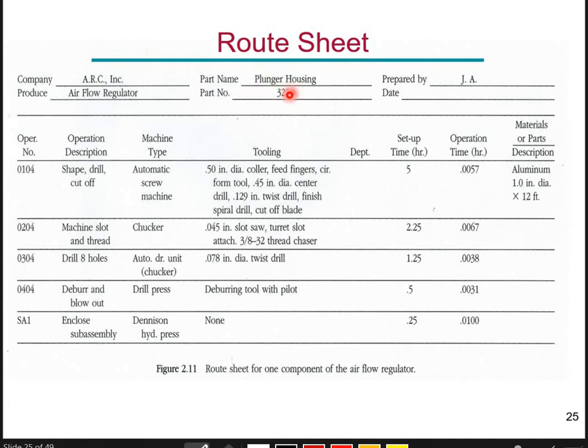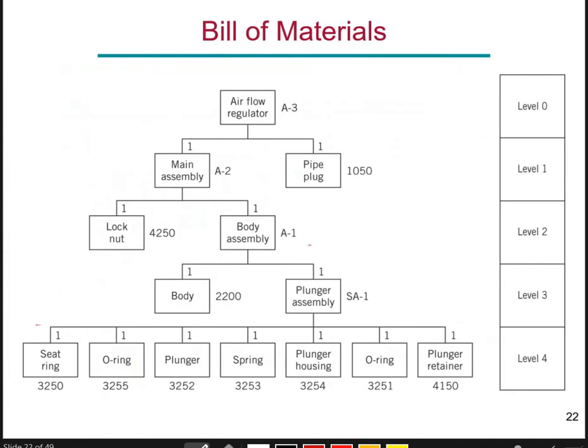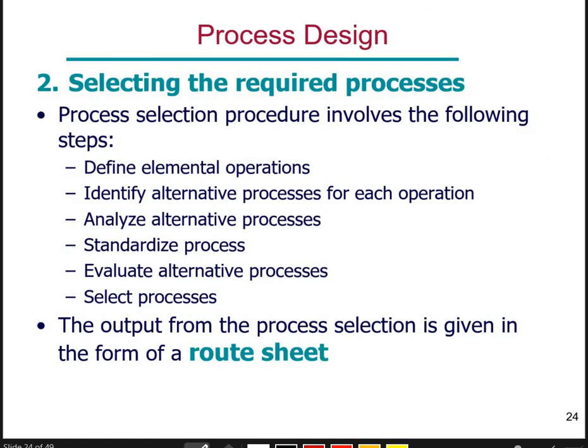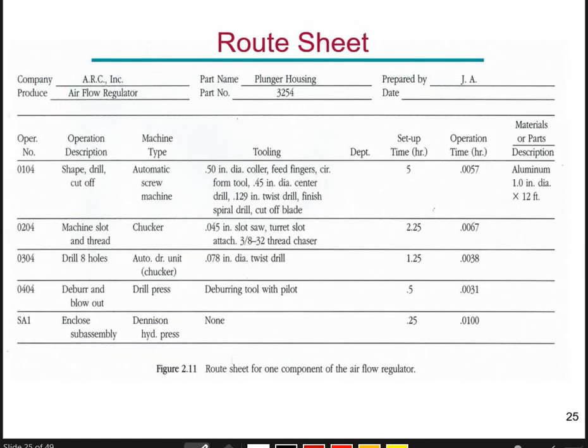This plunger housing, if you go to the bill of materials, the plunger housing is this one. It is one of the components that are used in the airflow regulator, and if we go to this plunger housing, you see it's make. We are going to make it, right? And for that product, we have a route sheet so that we understand how we are producing this component. We see its part number and so on.